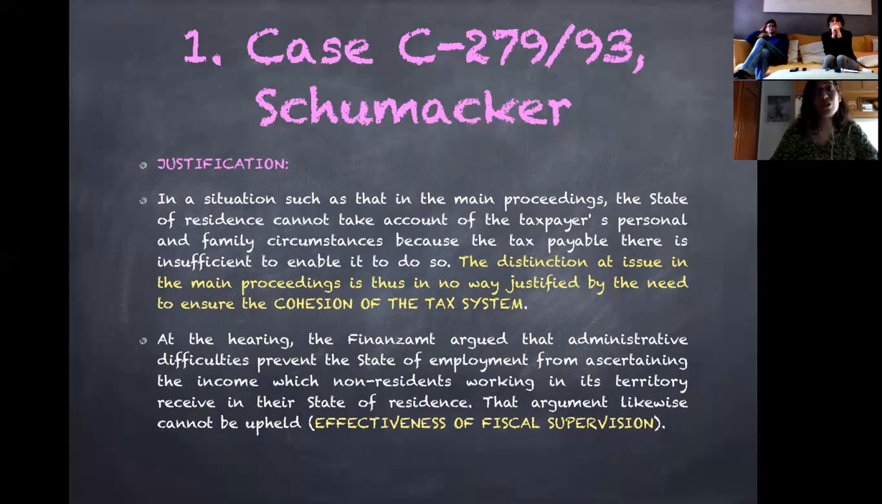And the second cause proposed was the effectiveness of fiscal supervision, which in this case, taking into account that Belgium and Germany have an exchange of information and the possibility of knowing the situation of the taxpayer, didn't apply in this situation. So not having a justification cause, the last step, which is the proportionality analysis, wasn't done by the ECJ.